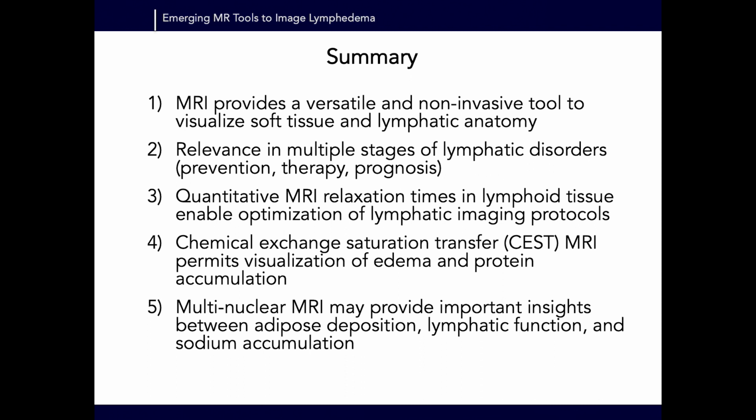So what we've done is we've quantified these MRI relaxation times that lets you get good anatomical contrast of the lymph node and the different substructures. We also look at imaging the chemical environment with the CEST technique, and that gives you a measure of potentially node malignancy, but also edema and protein accumulation. And then also multinuclear MRI, so looking at things like sodium, might provide interesting insights between adipose accumulation, lymphatic function, and potentially sodium, and that sort of thing. So that's what we're working on.